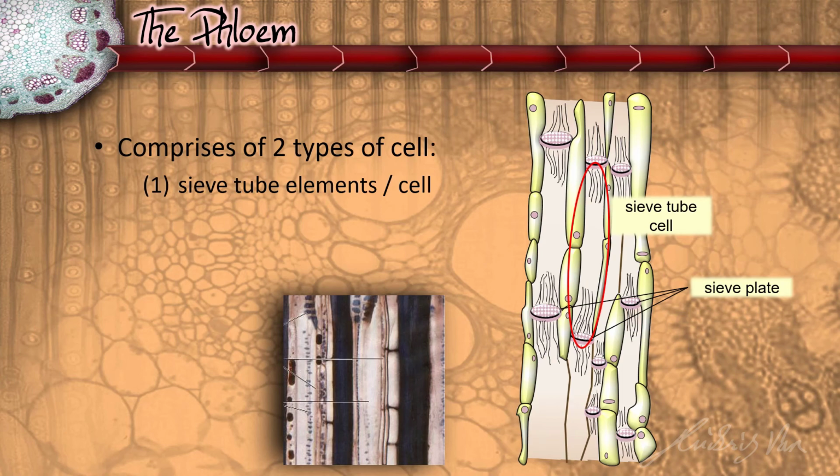Okay, that's about it. Don't worry too much. Then we also have our companion cells. Those are the cells that have a nucleus. They are all over the place, not difficult to identify. They have numerous mitochondria so that they can detect the direction where the food is flowing.